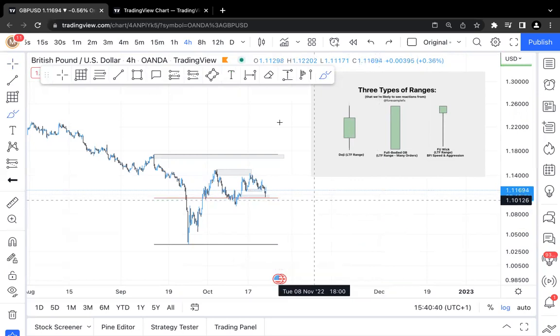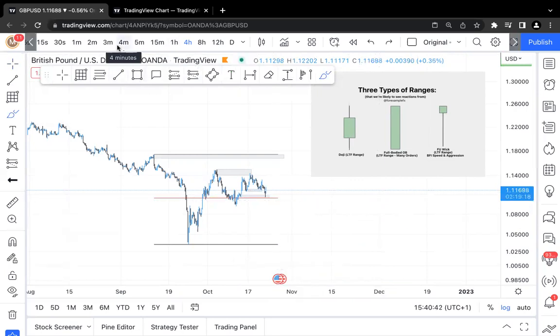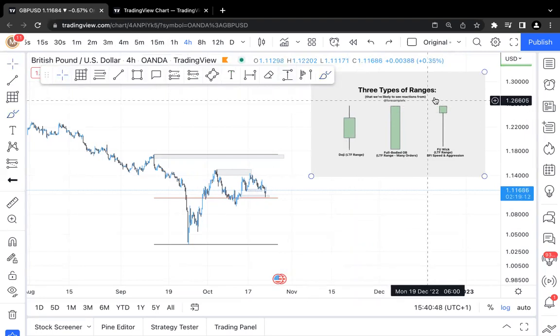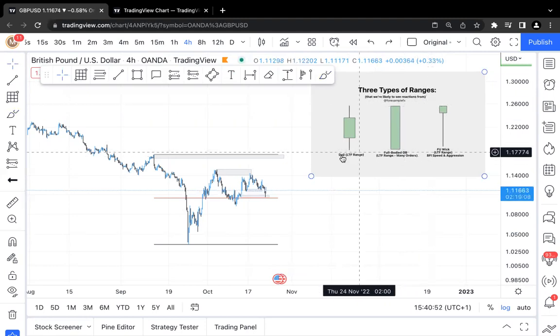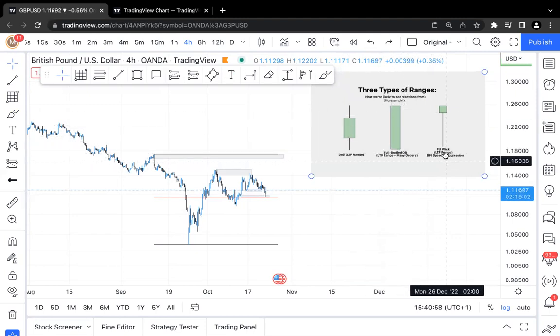So what does this look like on an actual live chart? Before we jump into that, I just want to remind us all that we have three types of ranges that we're typically likely to see reactions from, okay? We have a doji candle, we have a full-bodied order block, and we have an FU wick.